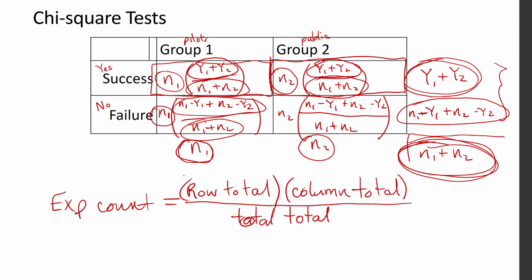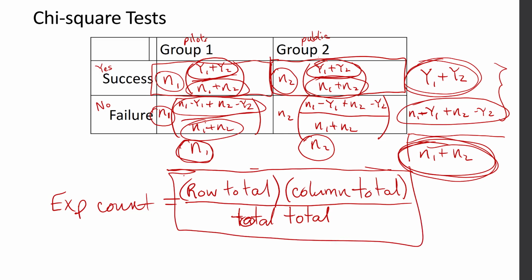All right, and that is going to be the ticket to calculating your expected values. Row total times column total divided by total total. Very good. Now we're ready for an example.